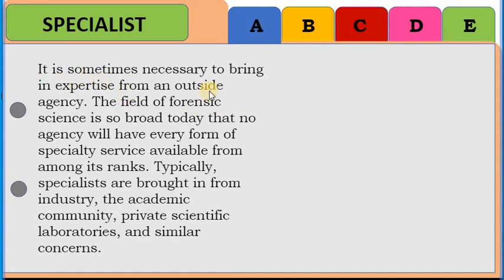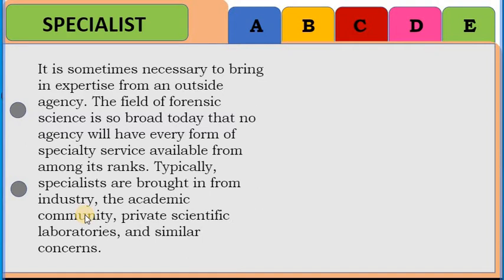So, it is sometimes necessary to bring in expertise from an outside agency. So, the field of forensic science. Yung mga nasa crime lab na to. Kaya nga, di ba, meron tayong Bachelor of Science in Forensic Science. Ano yun, yung course nating isa? BFS, di ba? Bachelor of Forensic Science. So, ito, so broad today that no agency will have every form of specialty service available from among its ranks. So, typically, specialists are brought in from industry, the academic community, private and scientific laboratories, and similar concerns.